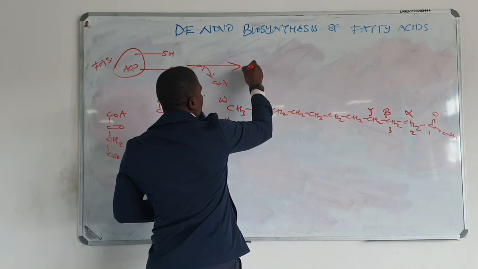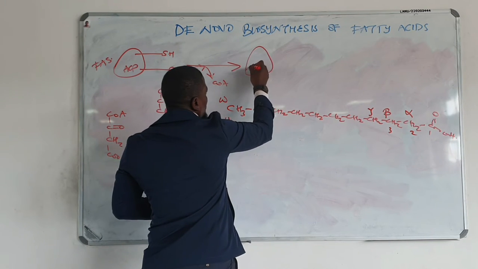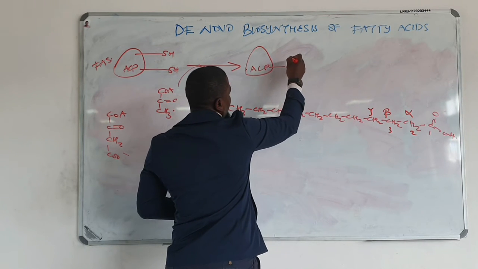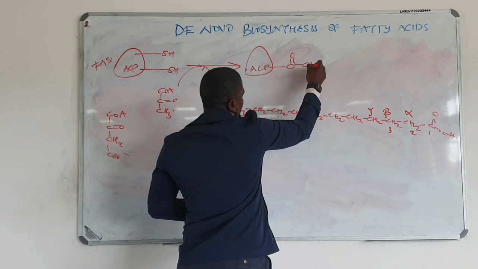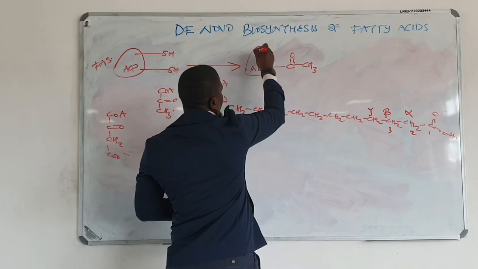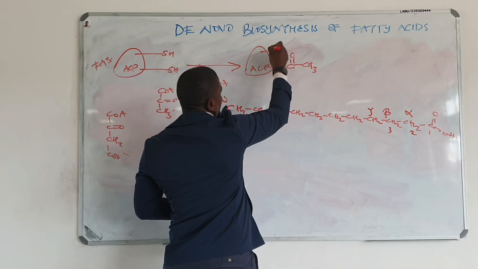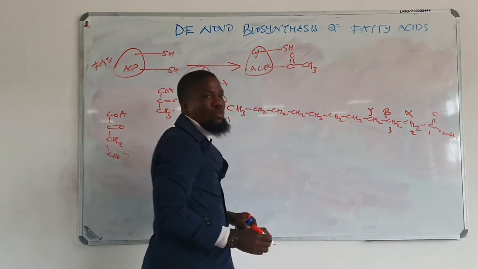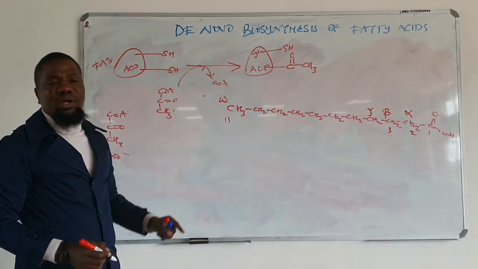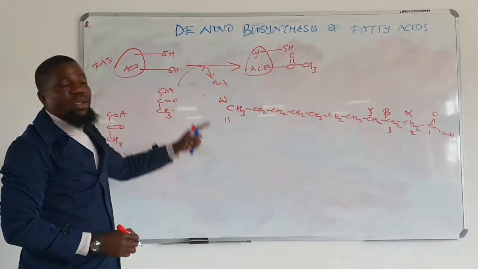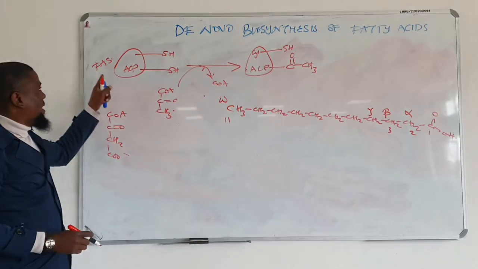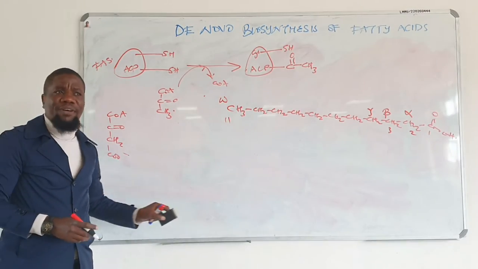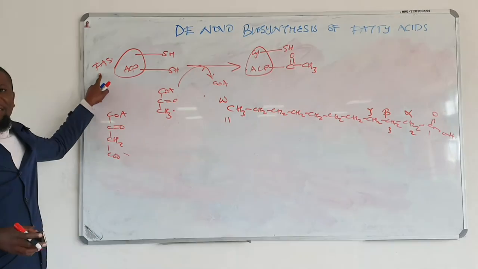So your end product will look like this, ACP, CH3, and there where there is a cysteine, which has the thio group, will be there. This is what is going to happen. This reaction is catalyzed by one of the catalytic activities of the enzyme fatty acid synthase.